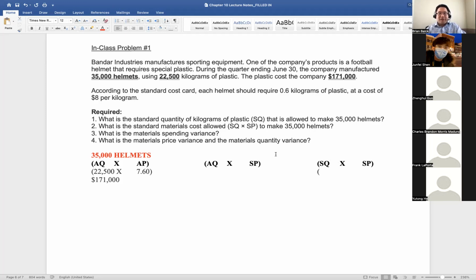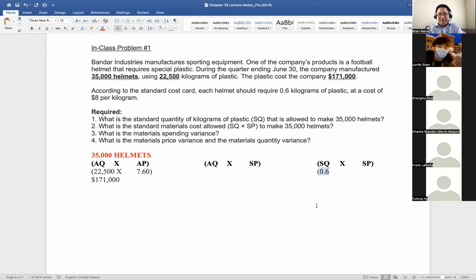Can somebody tell me in the chat, how do I figure out SQ? If I want to make 35,000 helmets, how many kilograms of plastic am I supposed to use? What's the SQ? Is it 0.6? Is this correct? I don't think so, because AQ is 22,500. How can SQ be 0.6? It's not even in the same ballpark. That doesn't make any sense.